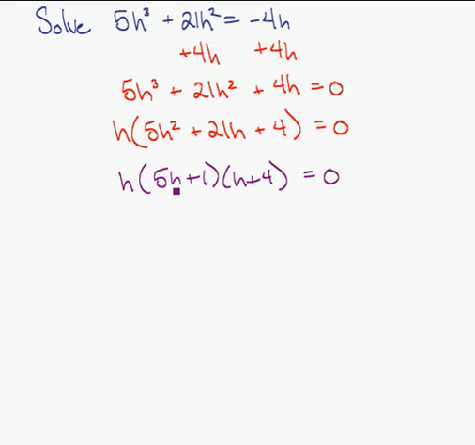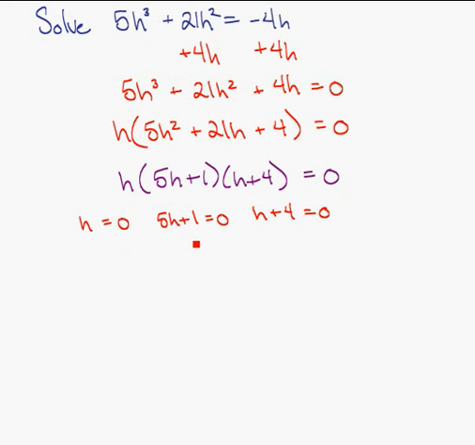Now we have three things being multiplied together to give you 0, and we apply the zero product property in order to give us our answers. Now the reason why we can't just divide an h out is because this is a variable. We couldn't divide that out in the original problem because what that actually would have done is eliminate a possible answer, and we're looking for all possible answers. So what we do is we set each thing equal to 0. So we're going to set h equal to 0, 5h plus 1 equal to 0, and h plus 4 equal to 0.